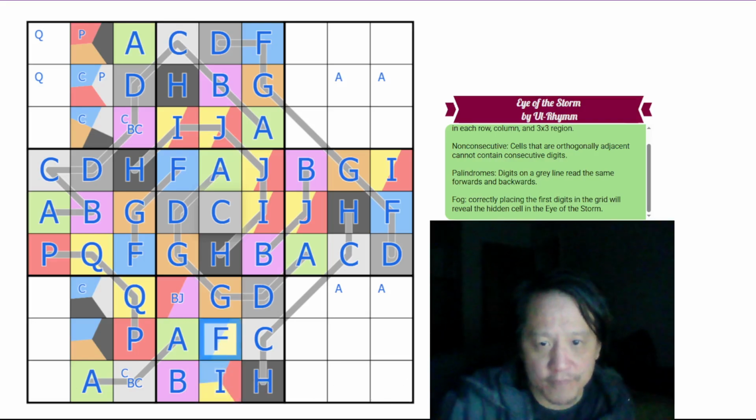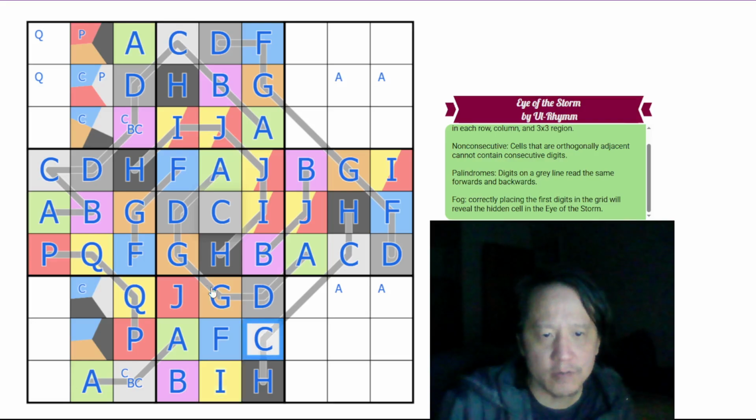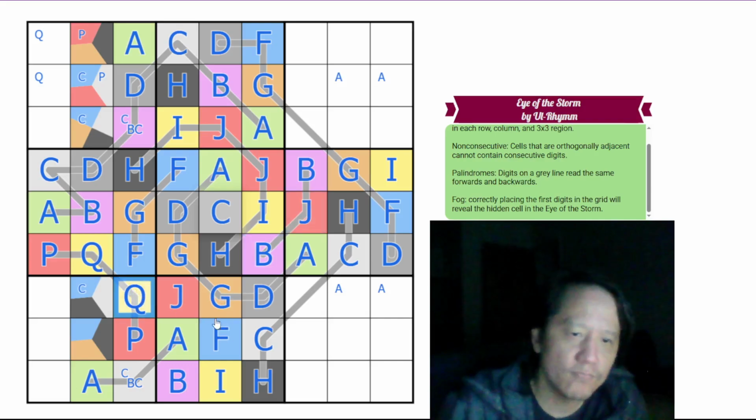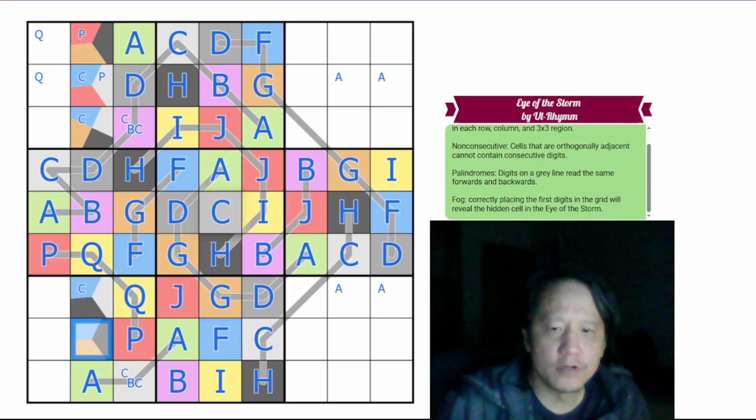This would be F. This would be J, obviously. So this would be J, which would force that to be red. And this would be yellow. So J would be red. I would be yellow. Okay. This could no longer be blue.